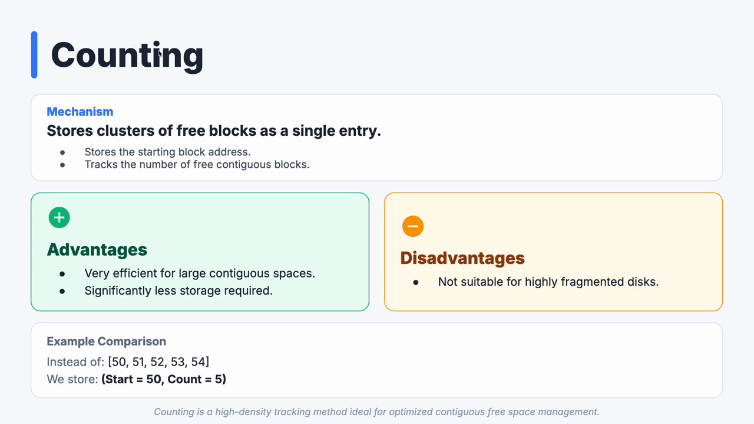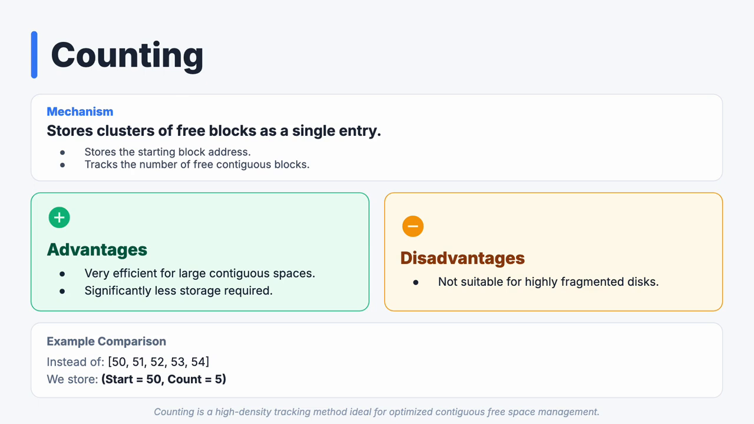Where we can use counting is when the disk is not highly fragmented, like when we have continuous blocks of memory which are free. Highly fragmented means that we don't have blocks which are next to each other. Consider this example: we had 50 which was free, then 52, then 54. In that scenario we will be storing 50 count 1, 52 count 1 and so on. So it is not suitable when the disk is highly fragmented. So these are some of the algorithms using which the operating system does free space management.